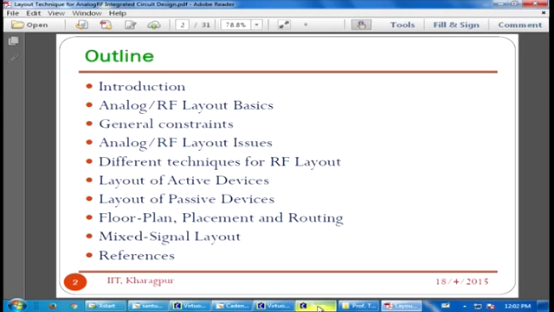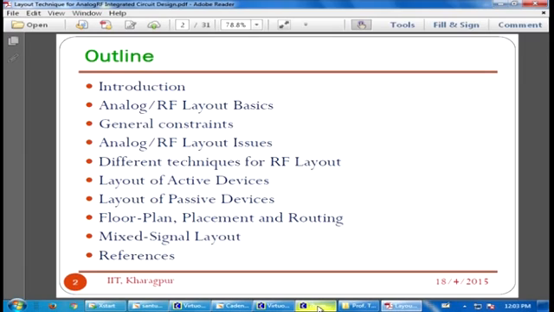So first, this is the introduction. Then I will tell the basics of analog and RF. Actually, the analog part is somewhat easier than RF. RF is most complicated. So first, if you do an analog layout, then definitely you can do RF layout. Without analog, you cannot go to RF layout; it's very difficult. Next, some constraints are there, meaning geometry constraints: length, width, spacing, a lot of things. I will discuss them.